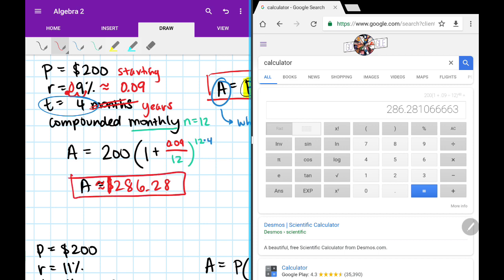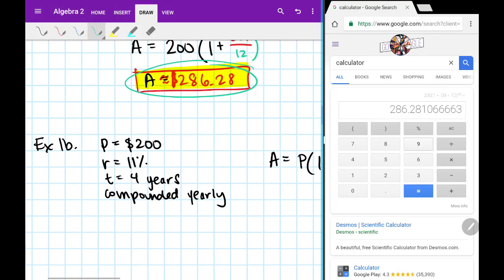So one quick and easy way to check that you did this correctly is just to make sure whenever you're talking about investing money and earning interest, well, that means that your money should grow. So we want to make sure that our final amount really is bigger than our principal. So it is. It grew by $86. As long as it didn't shrink, we can say, okay, that's a reasonable answer. I can be confident that I didn't make a mistake.